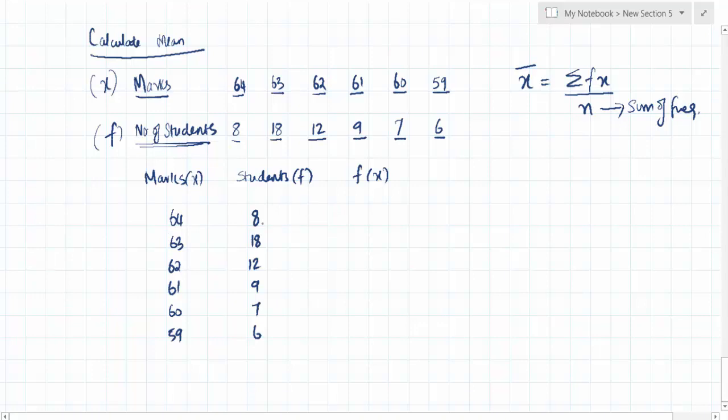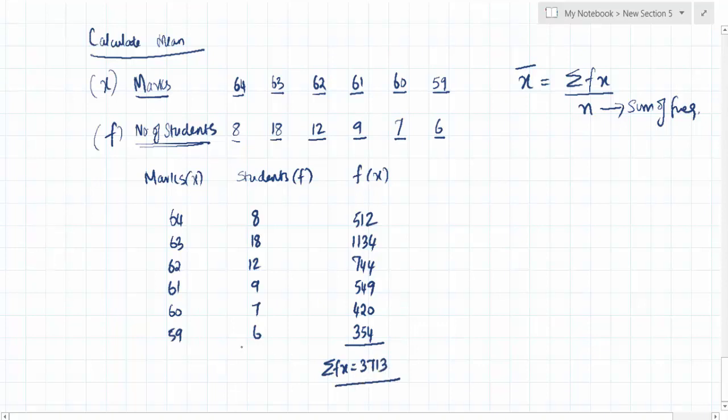So 64 into 8, you're going to get 512. 63 into 18 is 1134. 62 into 12 is 744. 61 into 9 is 549. 60 into 7 is 420. And 59 into 6 is 354. And the total can be represented by summation of fx is equal to 3750.